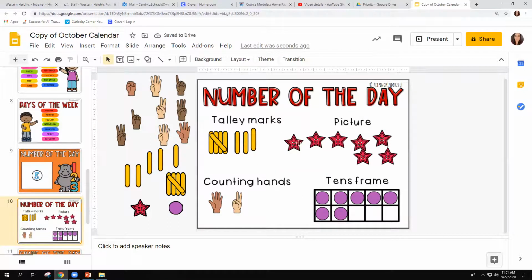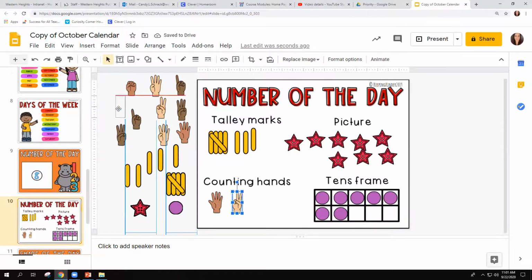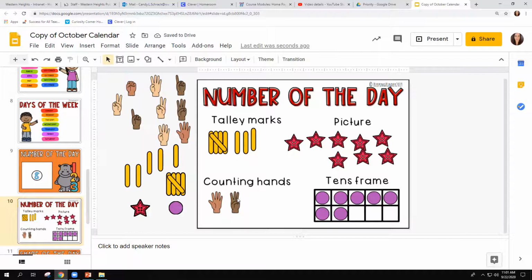And in my pictures, I have 1, 2, 3, 4, 5, 6, 7. I'm gonna add one more to make 8. My counting hands, I have 5. I'm gonna add these. So I have 6, 7, 8. Let's look at our tens frame. 1, 2, 3, 4, 5, 6, 7, 8.